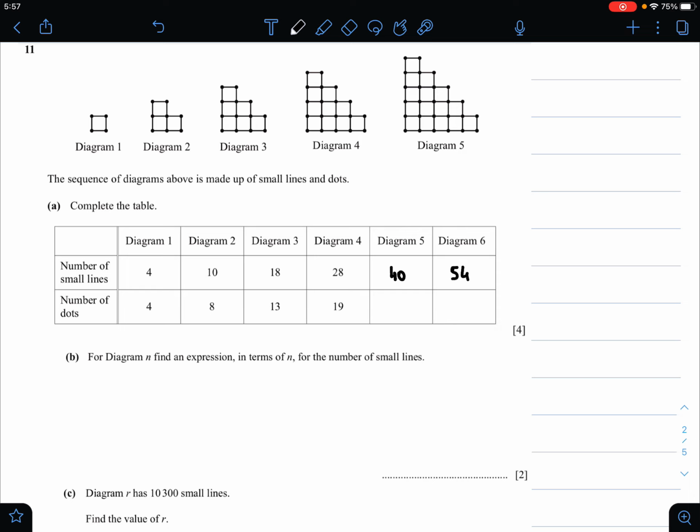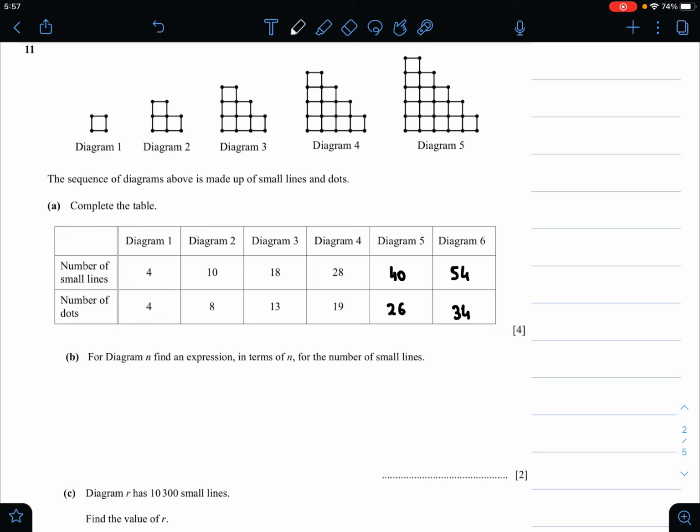Now let's move to the number of dots. For the number of dots, the difference is increasing by 1. As you see, first the difference is 4, then 5, then 6. So now the difference should be 7. Therefore 19 plus 7 is 26. And now it should be 8. So 26 plus 8 is 34. Therefore these will be your final answers for part A.